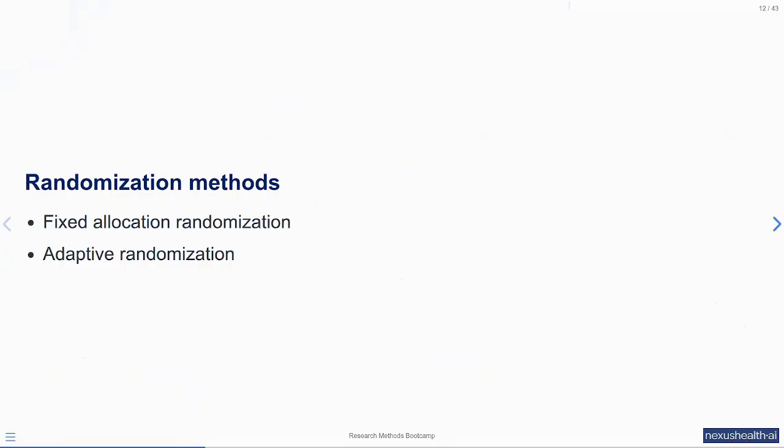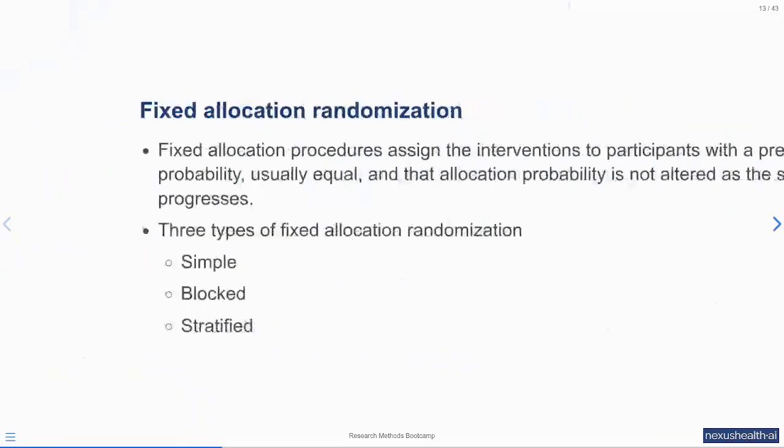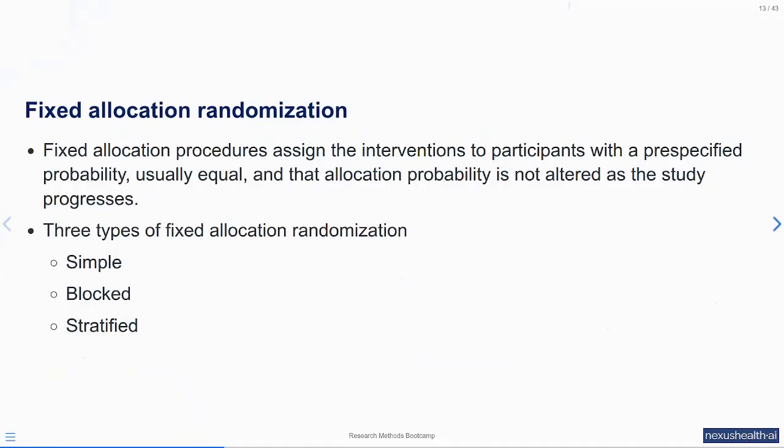What randomization methods do we have? We have what are known as fixed allocation randomization methods, and we have the adaptive randomization methods. In the fixed allocation randomization methods, fixed allocation procedures assign the interventions to participants with a pre-specified probability that usually is equal, and that allocation probability is not altered as the study progresses. And we have three types of fixed allocation randomization. We have simple, block, and stratified.